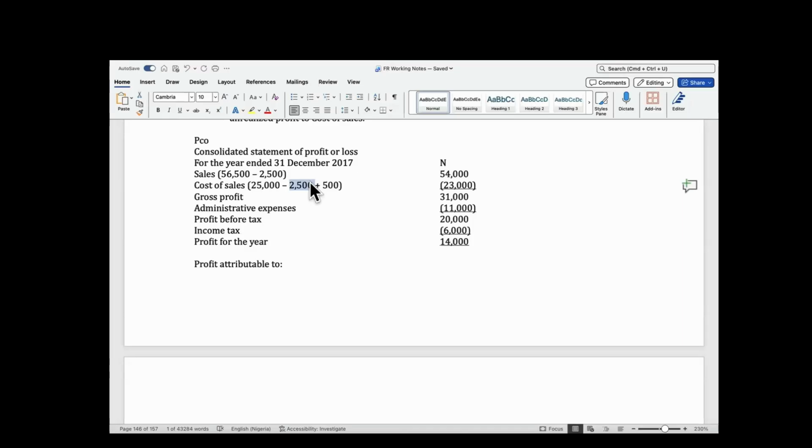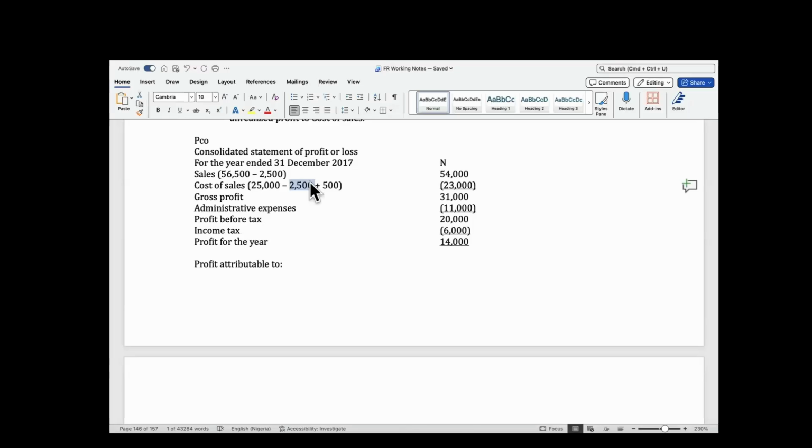And don't forget, IAS 2 supports that. IAS 2 says that inventory is measured at the lower of cost and net realizable value. In this case, we are saying the cost is lower. Don't factor in the profit loading. Remove it.